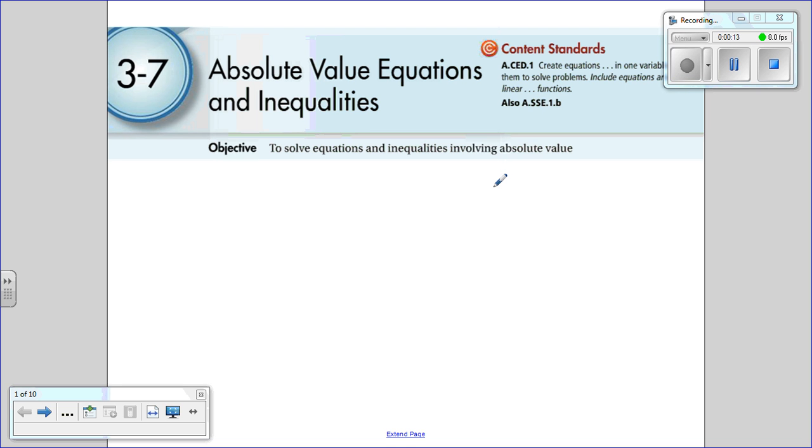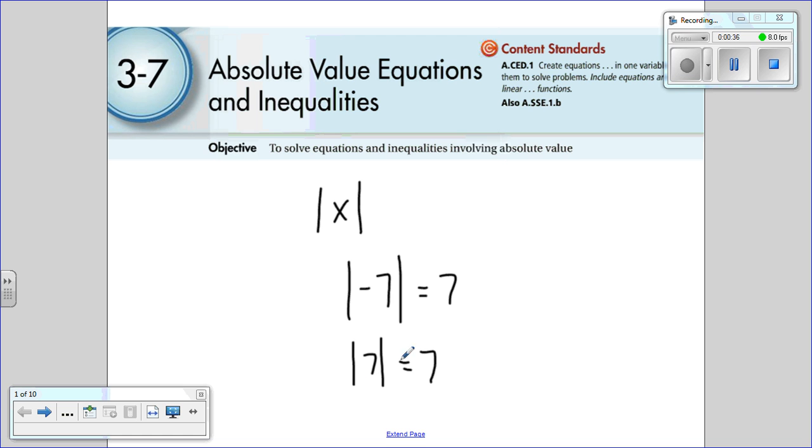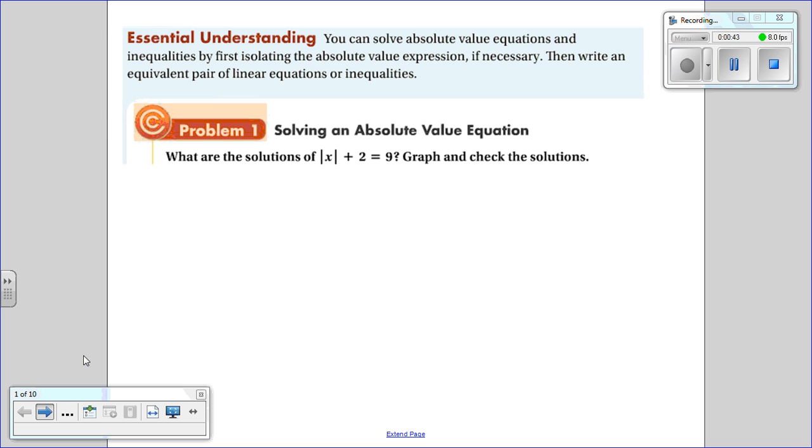If you forgot about absolute value, it is these little vertical lines, and what that means is the distance from this number to 0. How far is this number? So the distance of -7 to 0 is 7. And the distance from 7 to 0 is 7. So that's what absolute value is, just a little reminder of that. When we're solving these, there are some special things that happen, and so we will walk you through those.